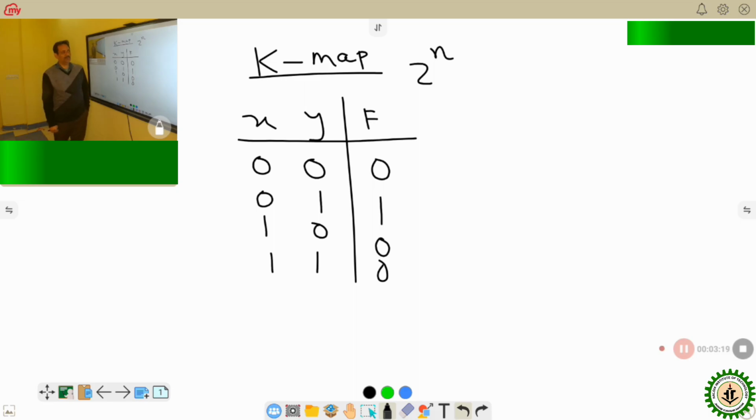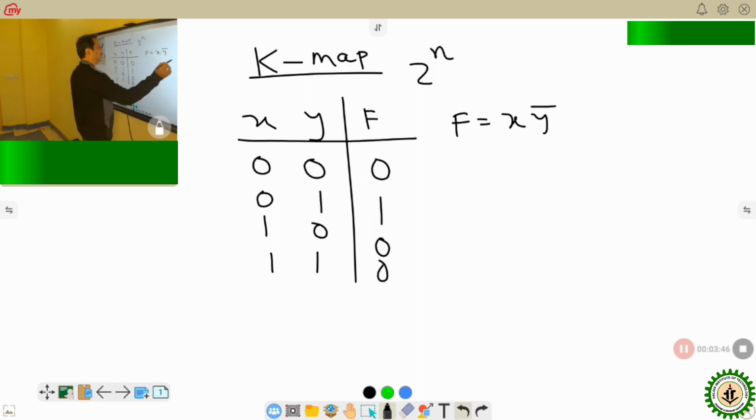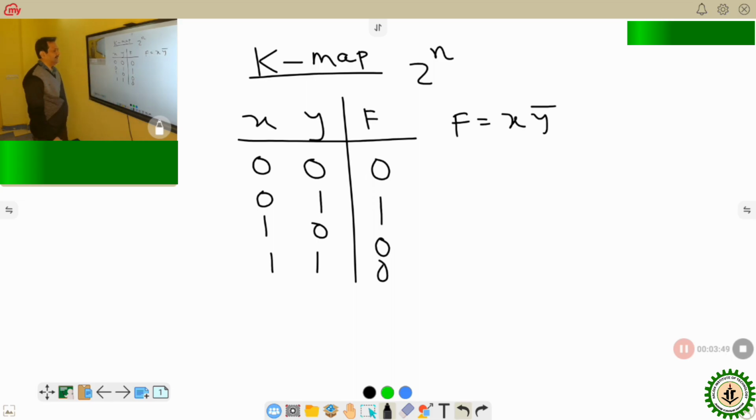This logical operation can be represented as a function or an expression. That is called the Boolean function. So what is the Boolean function in this particular case? If I consider only the 1, the output f is equal to x bar and y. So we can easily write it for that particular example. The function is x bar and y.